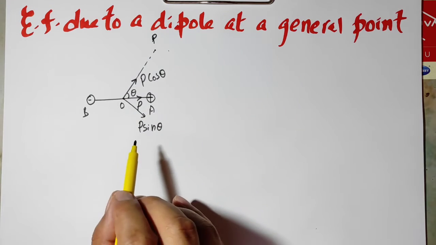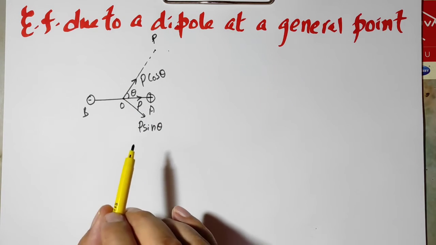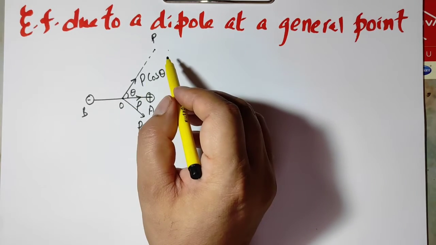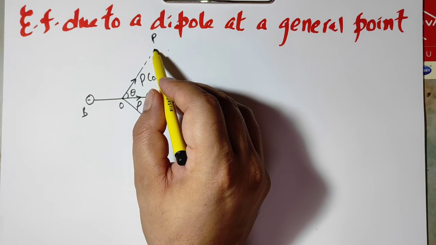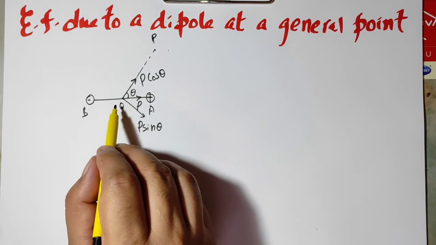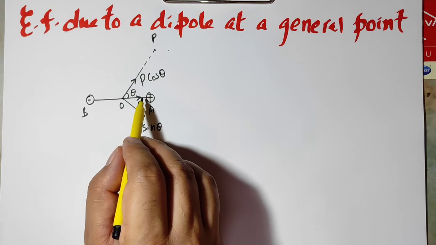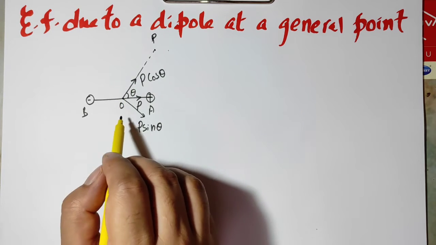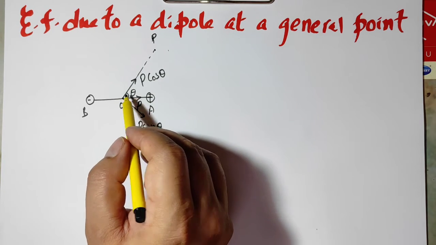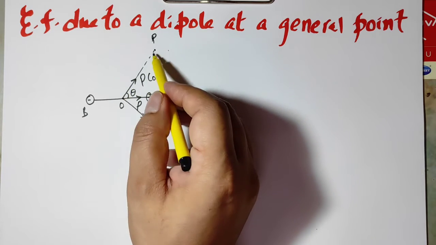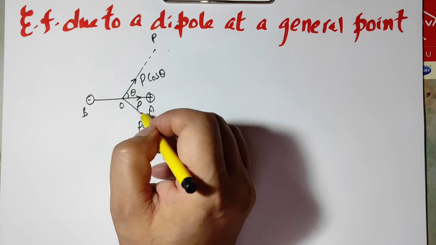This is a very nice trick to find the electric field at this point. So what I did, I just resolved this dipole moment P into two components. One component is in this direction along OP, and the second is perpendicular to OP.